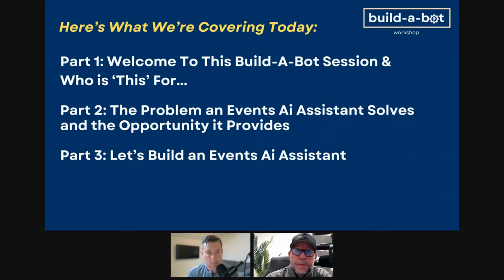So let's talk about what we're going to be doing over maybe the next 30 to 45 minutes. Here's what we're going to be covering, right? Obviously, welcome to this Build a Bot session. That's what we are in right now. Part 2, the problem an events AI assistant solves and the opportunity that it provides to anybody that's running a local email newsletter or a local media hero page and beyond that, right? There's other practical ways to approach this. And I think this is really slick. And then we're going to jump out and show you step-by-step how we build out an events AI assistant, right?